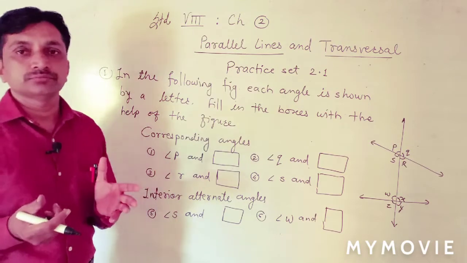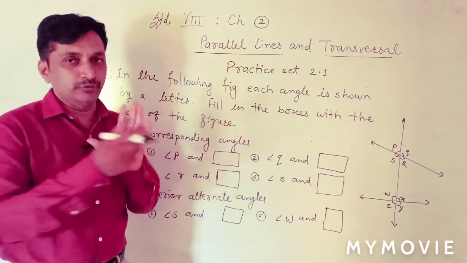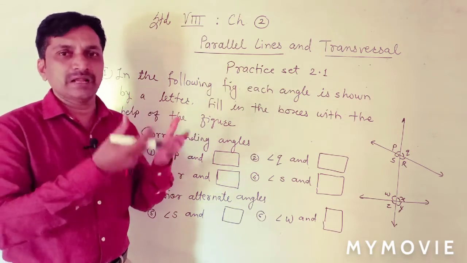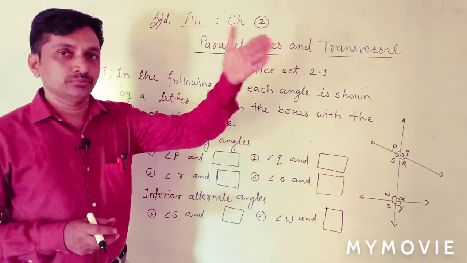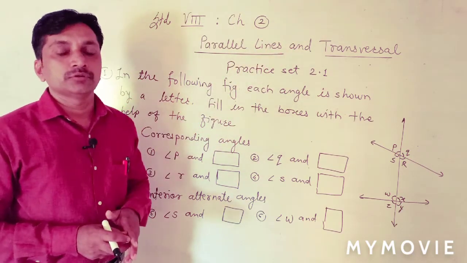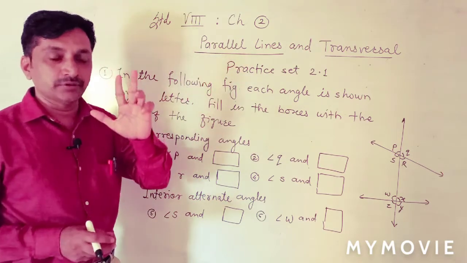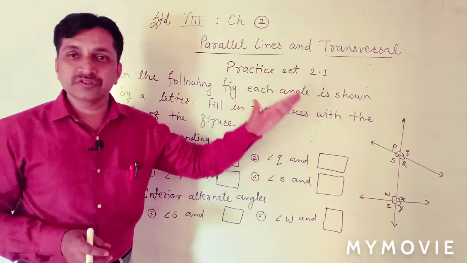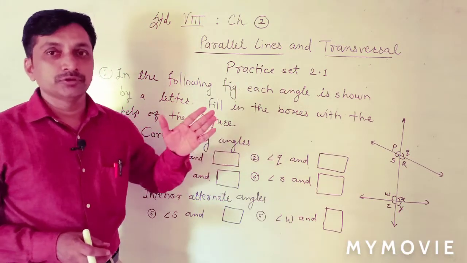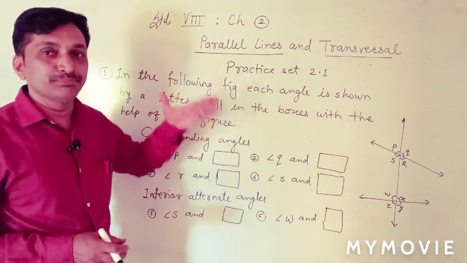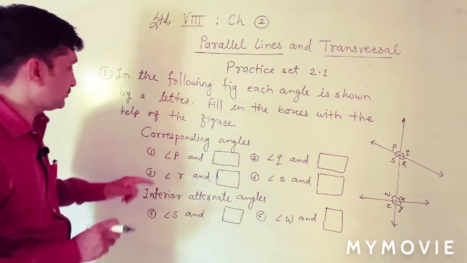Corresponding, we know, 4 pairs of corresponding angles. First pair, anywhere you can write, but remember like this only: to the right of the transversal above, first. To the left of the transversal above, second. To the right of the transversal below the parallel lines, third. And fourth, to the left of the transversal below the parallel lines. In this way. Now let's see one by one.